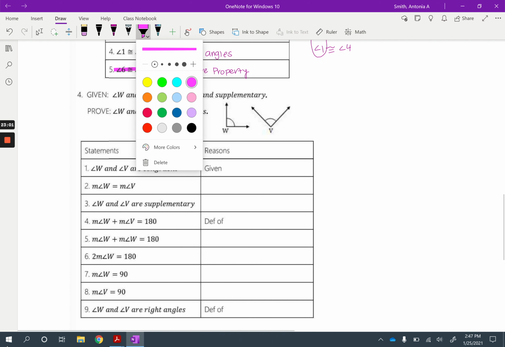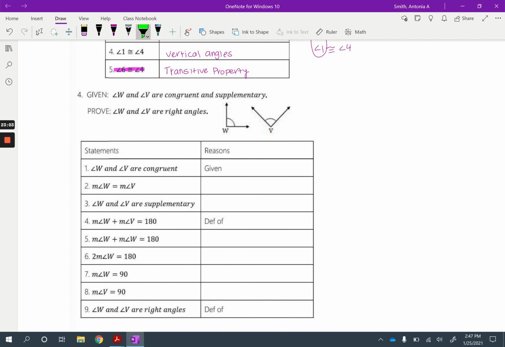First things first, the first statement, angle W and angle V are congruent. That is part of the information that was given to us. That's not all of it, so I'm only highlighting part right now. The other part might come in later. But that piece of information was given to us.